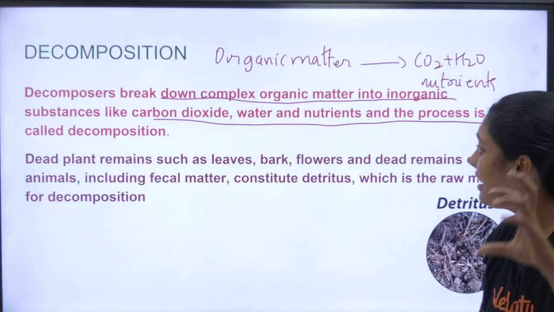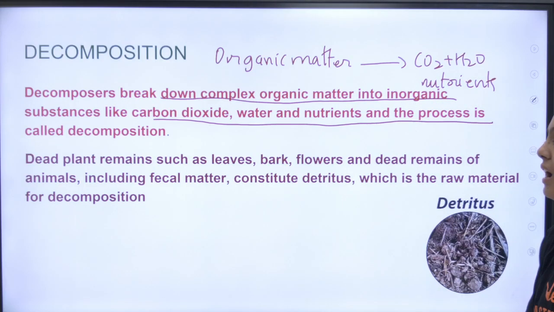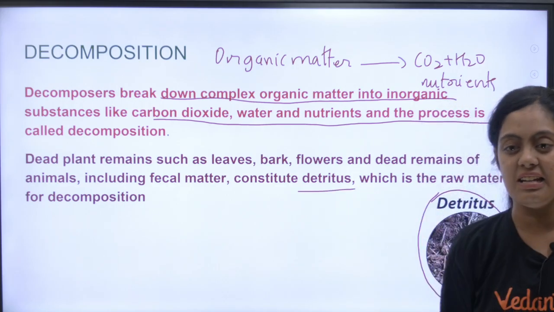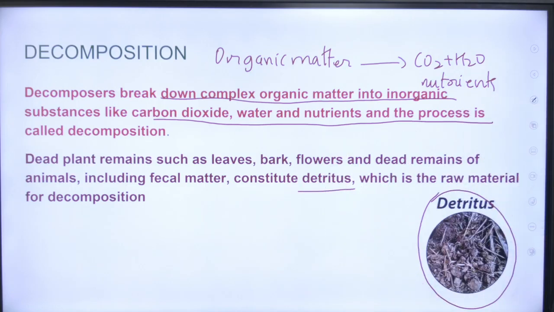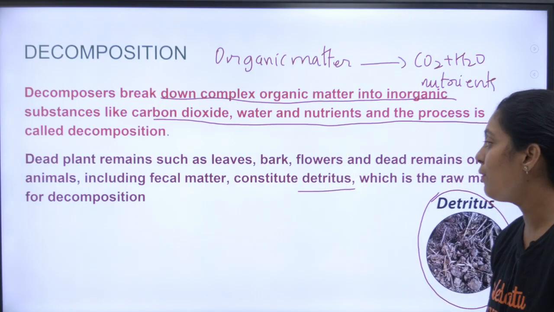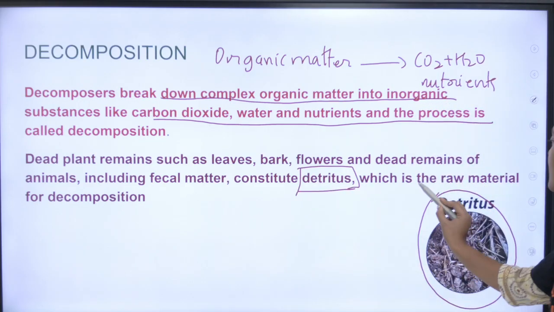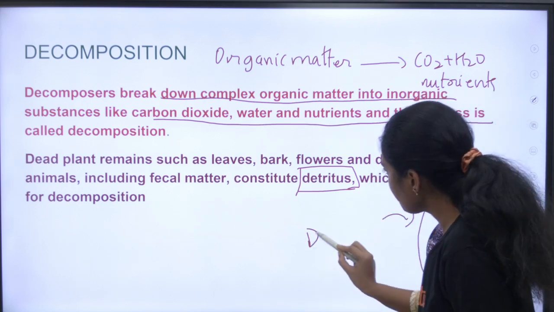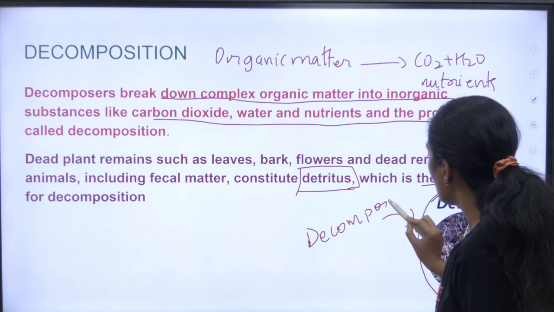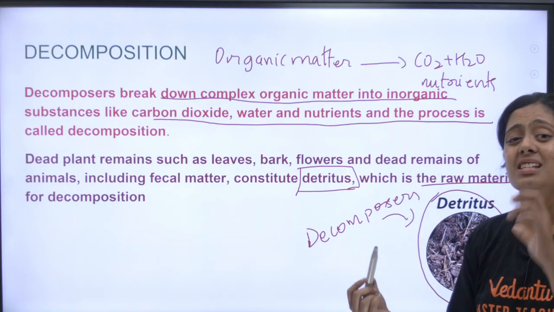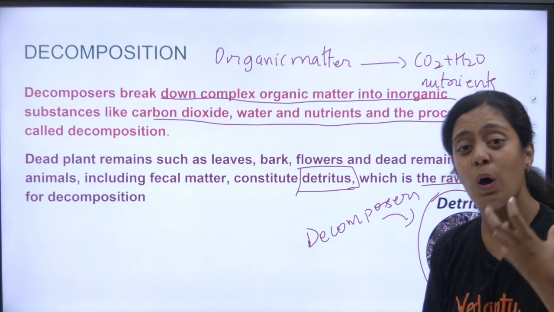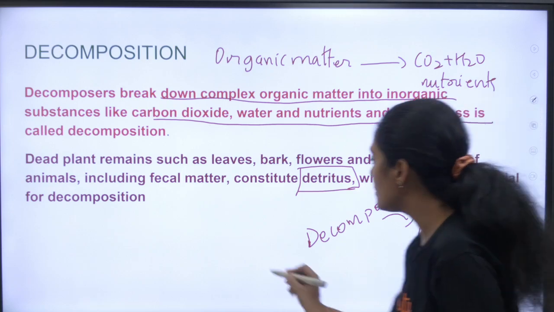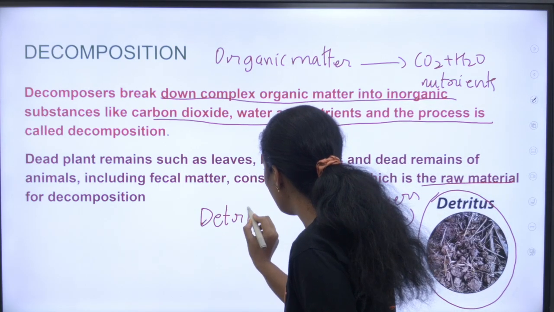Okay, and the dead remains are called detritus. Okay, this is called detritus, pasangla. They can ask you to define detritus. Dead plants such as leaves, bark, flowers, and dead remains of animals including fecal matter constitute your detritus, which is the raw material for decomposition. On this detritus only all your decomposers thrive. Who are decomposers? The organisms which thrive upon this detritus. Thrive means live or depend upon the organic matter for their survival, and they are called decomposers. Decomposers have another name, we call them detritivores.